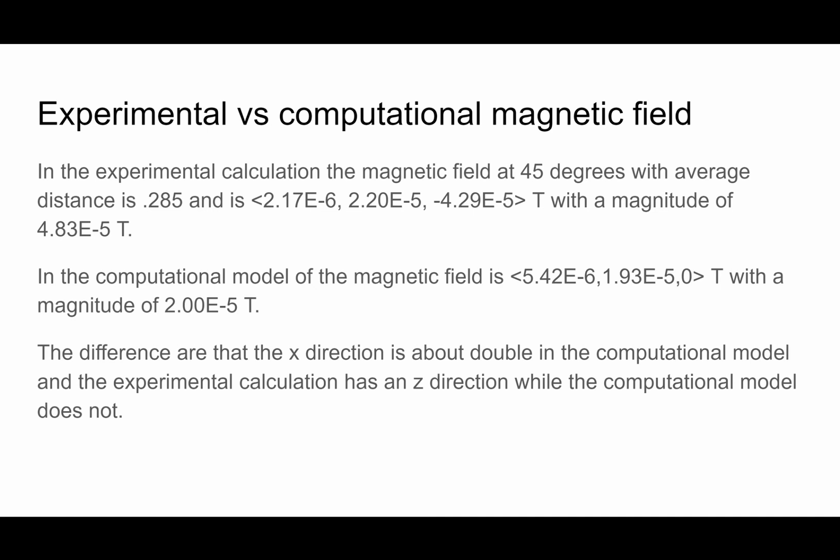And the differences are that the x direction is about double the computational model, and the experimental calculation has a z direction while the computational model does not.